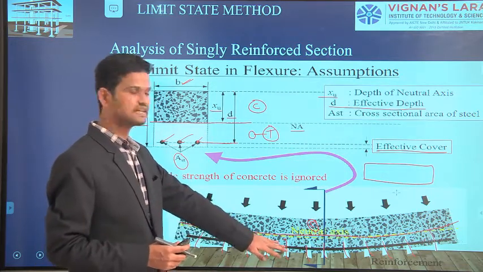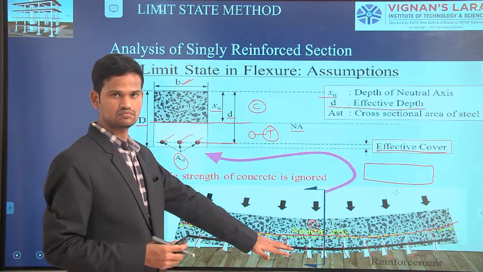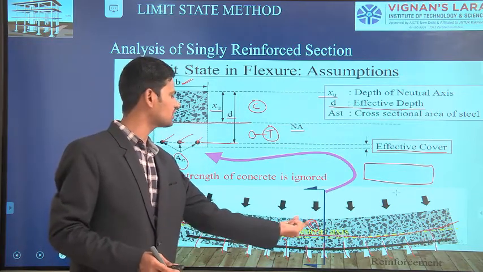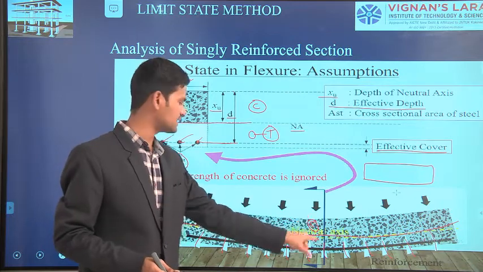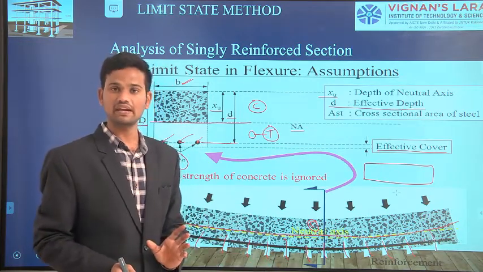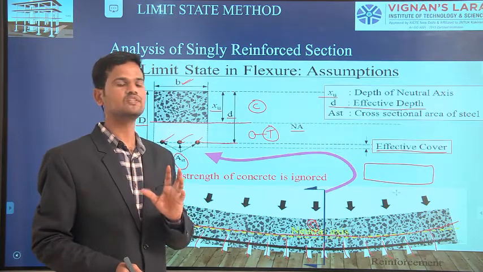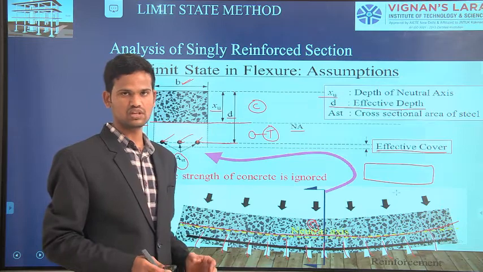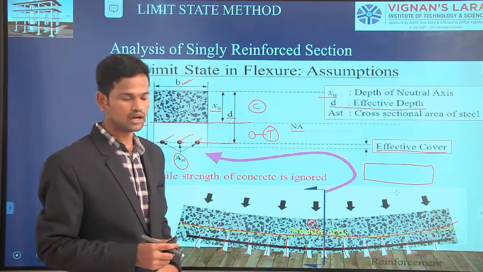If you do not insert any steel bars at the bottom of the beam, due to application of the load, concrete will be strong in the compression phase, but in the bottom side tension direction, the member will fail. To resist that failure, we are introducing the steel bar in the tension zone. That is nothing but reinforced concrete.